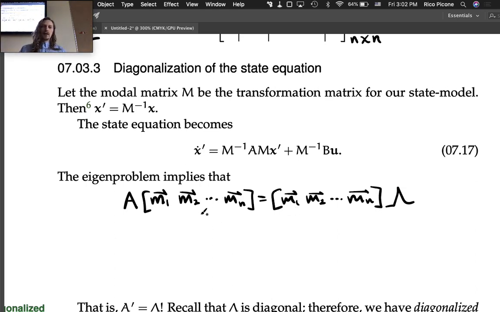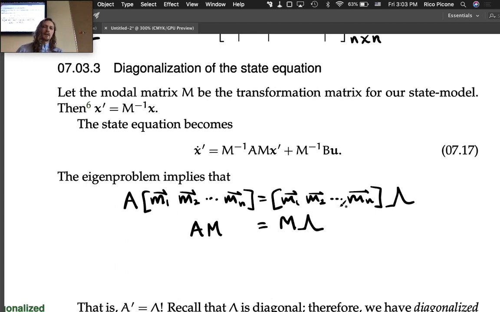If you look at this as a bunch of individual eigenproblems, this kind of makes sense, because this first AM1 is going to be equal on the other side to M1 lambda 1. And then AM2 is going to be equal to M2 lambda 2. So it's effectively the same. It's the eigenproblem, but just all of them in a big row together, mashed up. At least that's one way to think of it. So what we have then is AM equals M lambda.